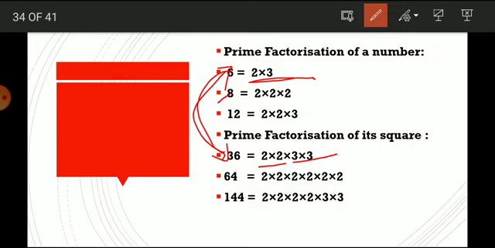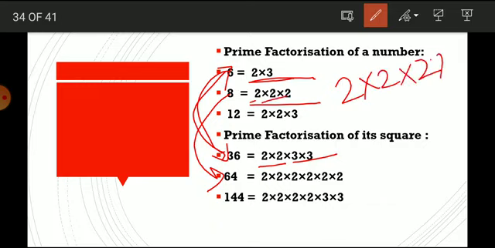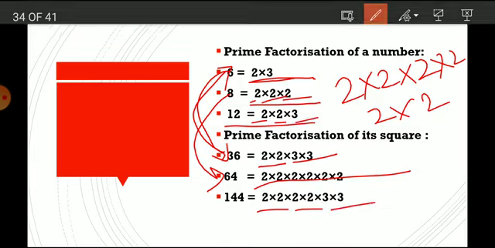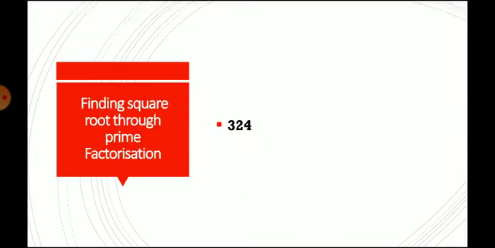After that, 864. Here there are three 2's, so we can write: in this one 2 is 2, in this one 2 is 2, and the final 2 is 2, twice times. See, there are 6. Next, 12 means this 2 two times, and this 3 two times. So we just elaborate this number. So, finding the square root through prime factorization.